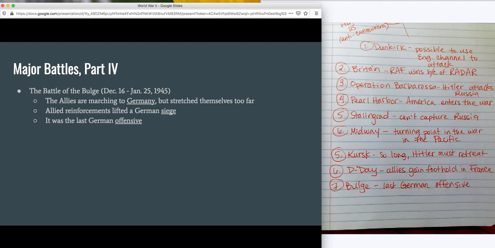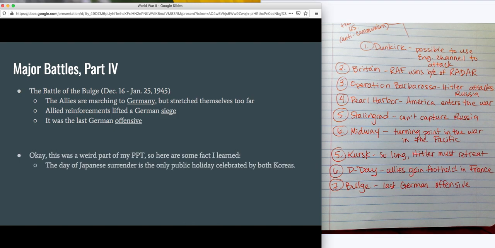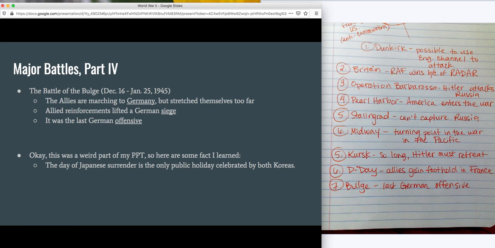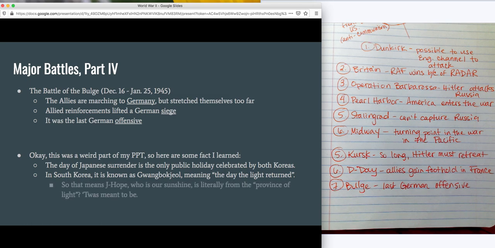And then, since I had space on this PowerPoint, I found some interesting stuff. The Day of Japanese Surrender is the only public holiday celebrated by both Koreas, both North and South. In South Korea, it is known as Gwangbokjol, meaning the day the light returned.